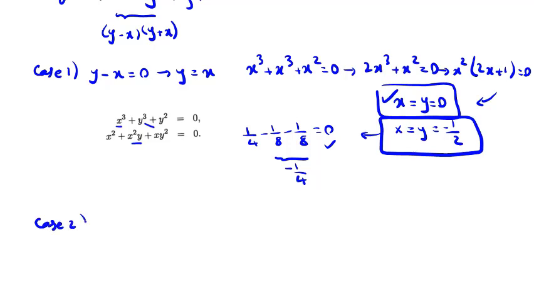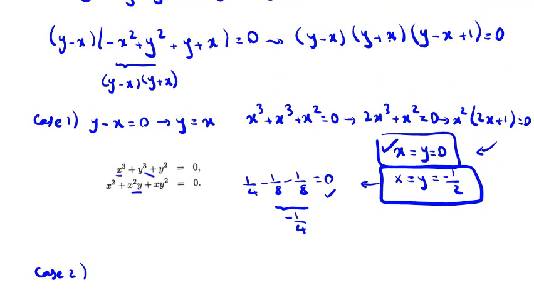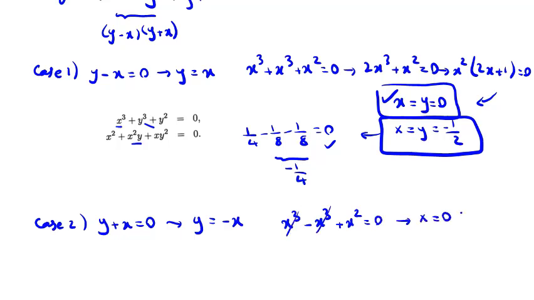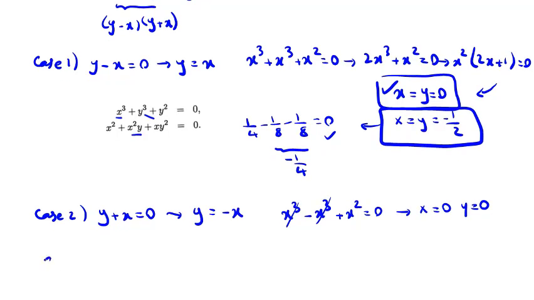Case 2. Case 2 is the case that y plus x equals 0. So you can say y equals negative x. If we check in the first equation, we have x cubed, negative x cubed, plus y squared, which is x squared, equals 0. You can cancel, so x is 0, y is 0. We've reached this answer in case 1. We should find different answers.